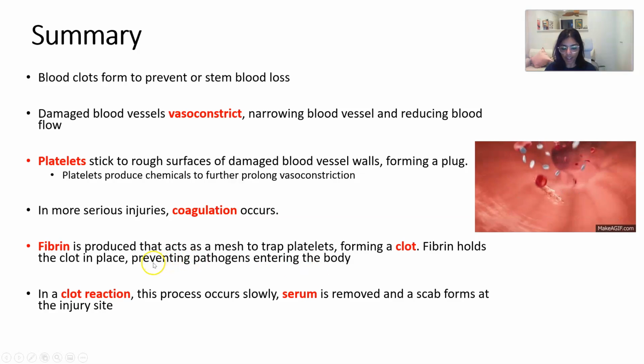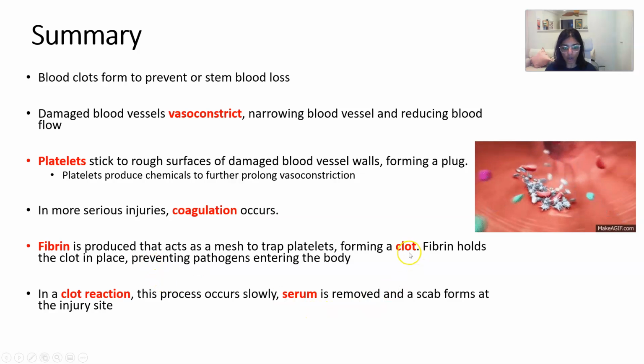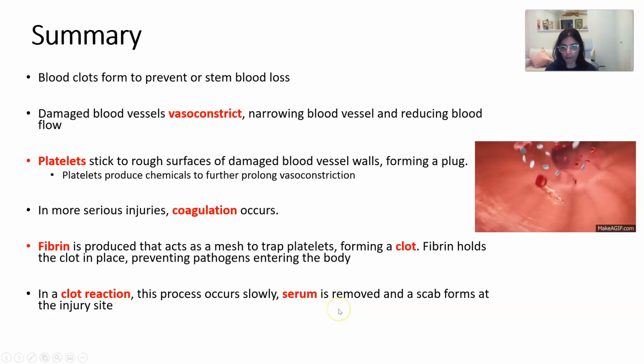In a clot reaction, the process will occur more slowly, hence why a clot forms first. But in the clot reaction, serum is removed from that injury site, a scab will form, and we will end up with a solid plug forming over that injury site.